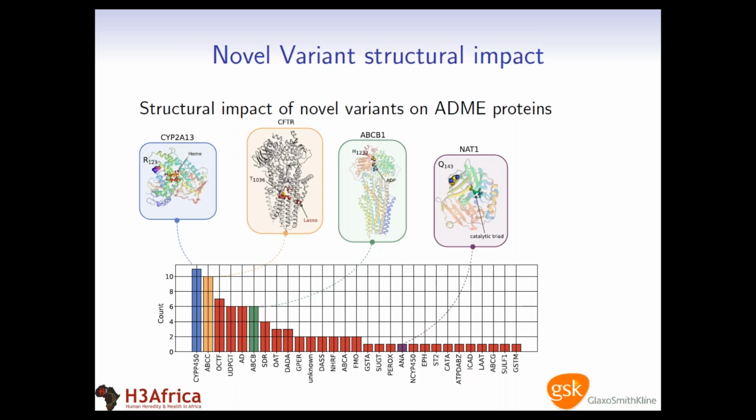Having a look at some of the structural impacts that can happen from these novel ADME variants. So we see that most novel ADME variants tend to occur in the cytochrome P450 family. And on visualizing some of these variants, we see that they can affect really important groups within their protein structures. And the same goes for the variants within the CFTR, ABCB1, an important drug transporter, and NAT1.